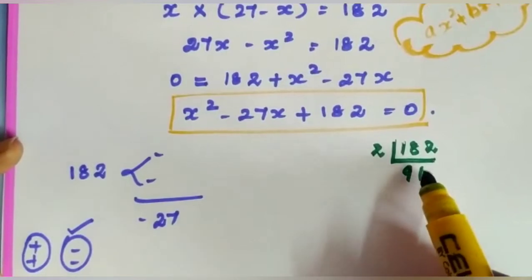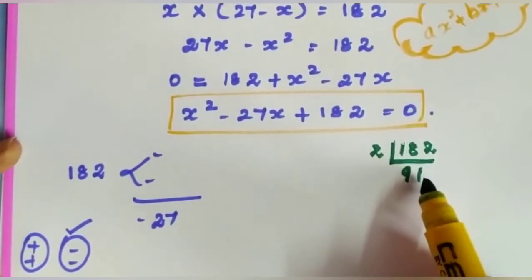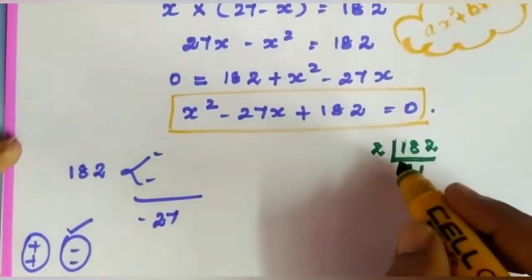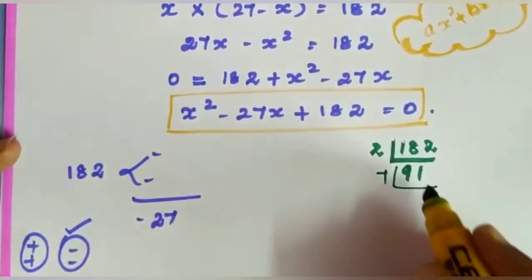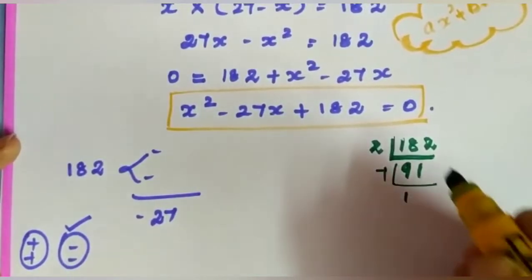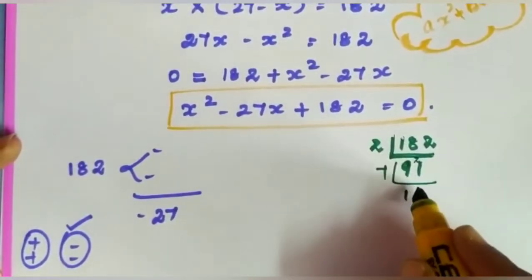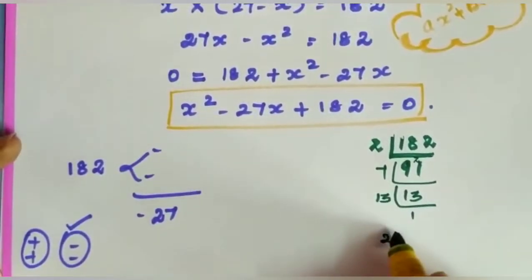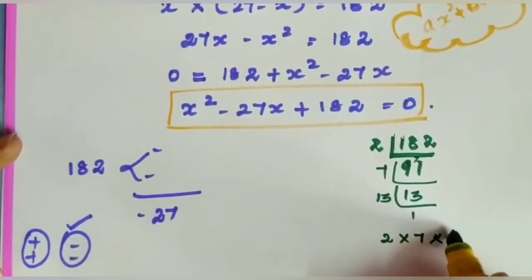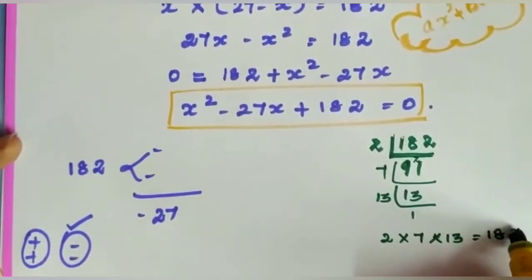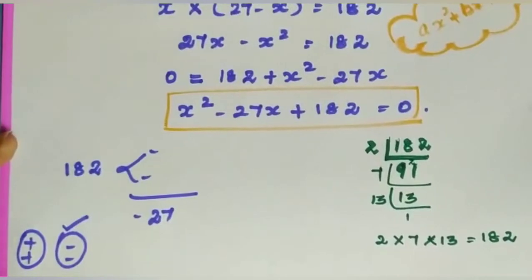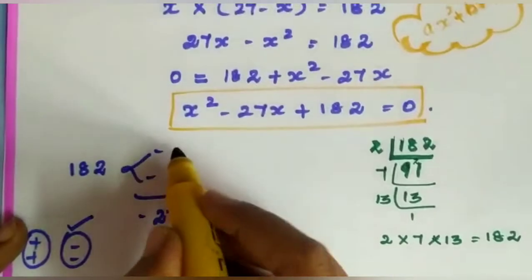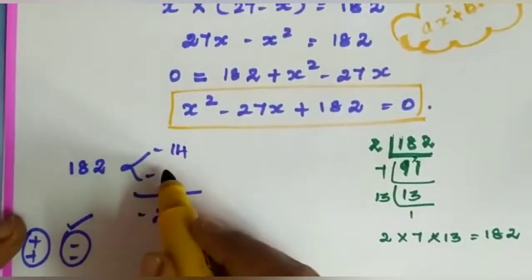Next, when we will get 1 in the last term in 7 table, 7 3s are 21. Shall I check with the 7 table? 7, 9, how many times? 1 time, remaining is 2, so 3. So 13, we can't factorize this one, keep it as it is. So 2 into 7 into 13 is equal to 182. Now we can easily find the two numbers. 2 sevens are 14 and then 13.